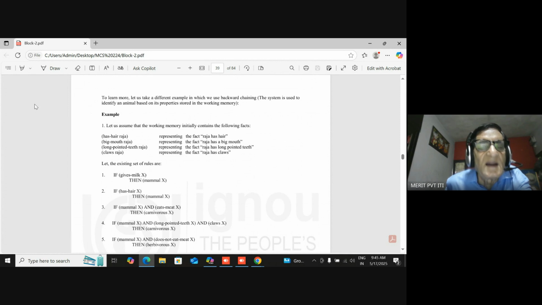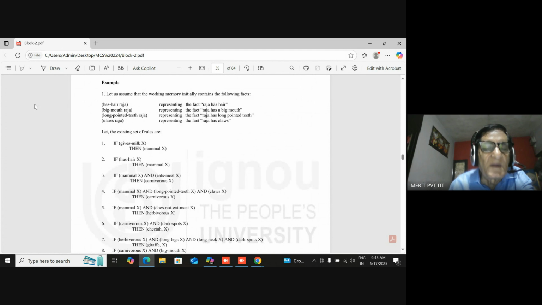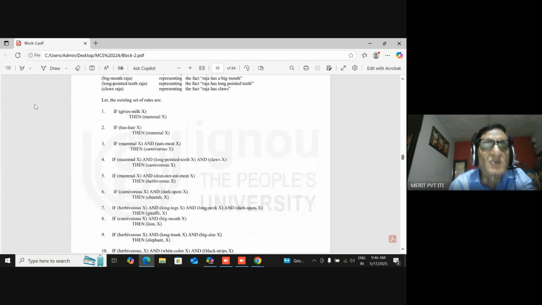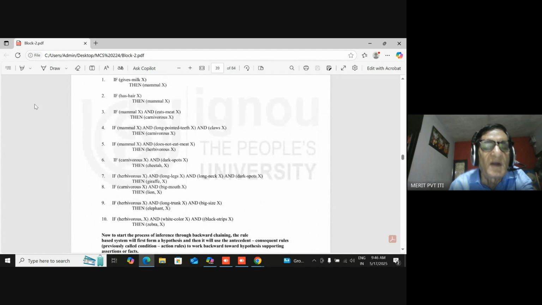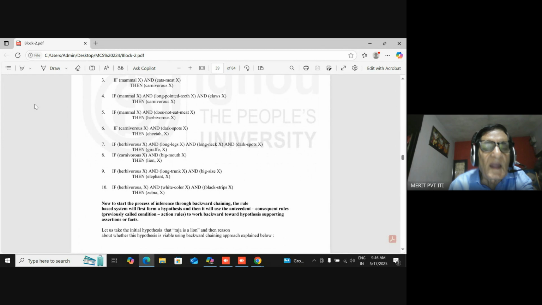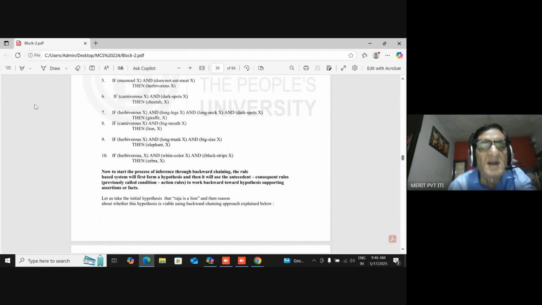Raja has hair, Raja has a big mouth, Raja has long pointed teeth, Raja has claws. So Raja has claws, Raja has long pointed teeth. Let us take an existing set of rules: if it gives milk then it's a mammal. If it has hair then it's a mammal. If it's a mammal and eats meat then it's carnivorous, and so on. Carnivorous, cheetah, and then ultimately you say it is a cheetah and all that.